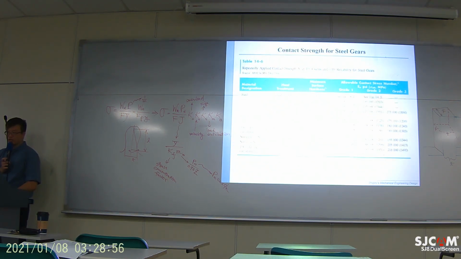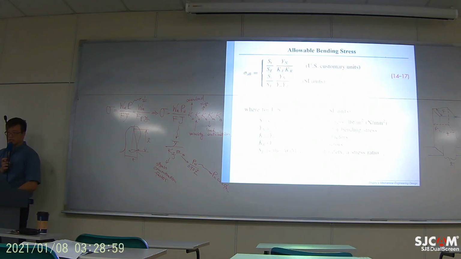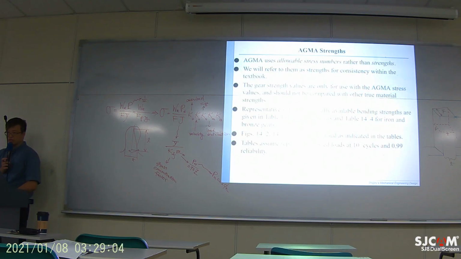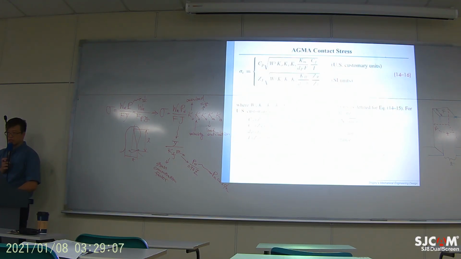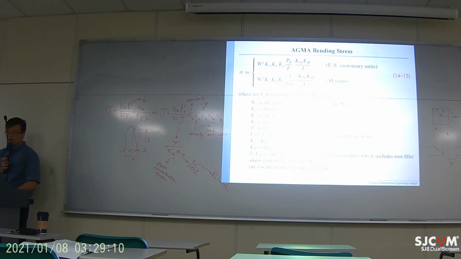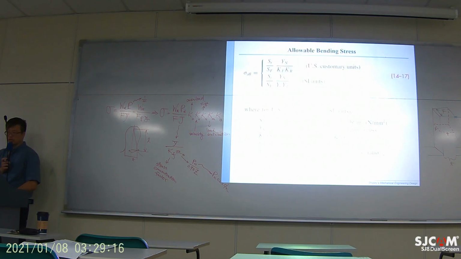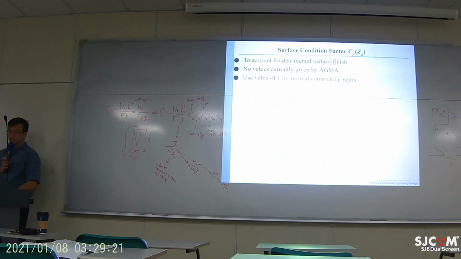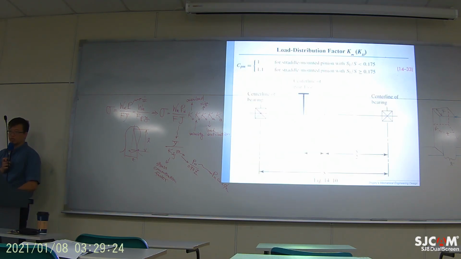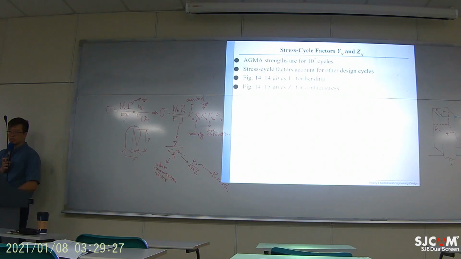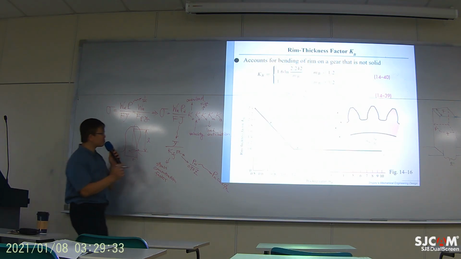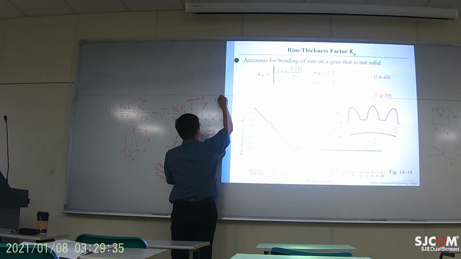KB should be the hardness. Hardness. No, it's the ring thickness. Ring thickness, so it should be somewhere in the back. KB. Here. Rim thickness.